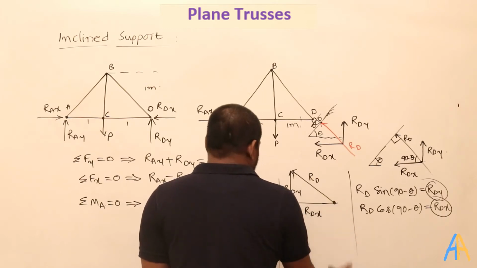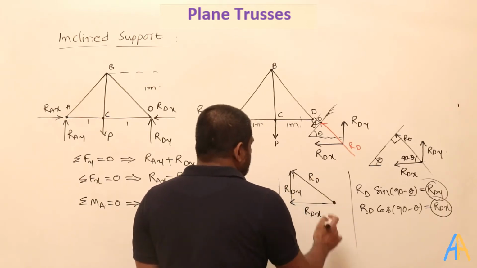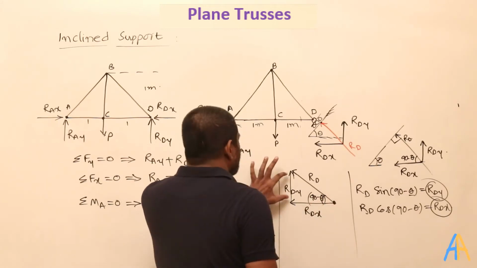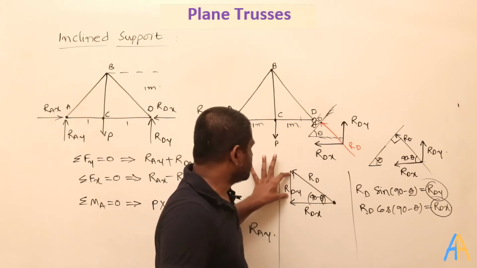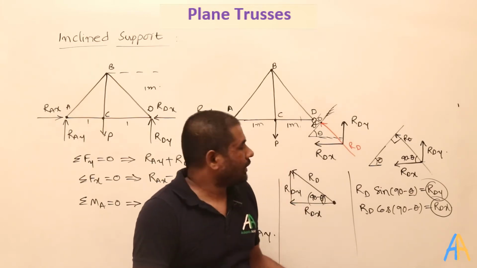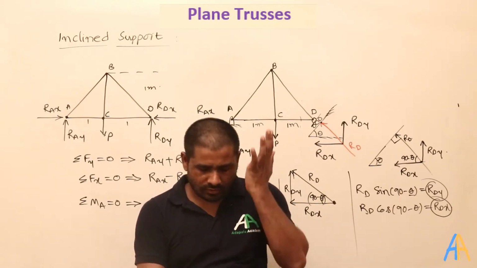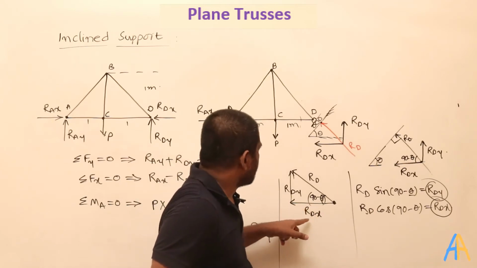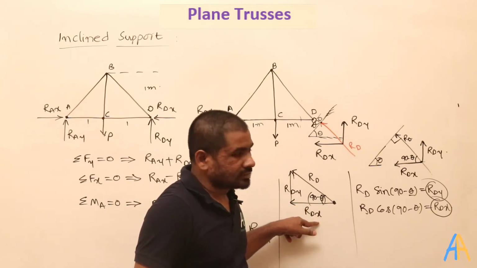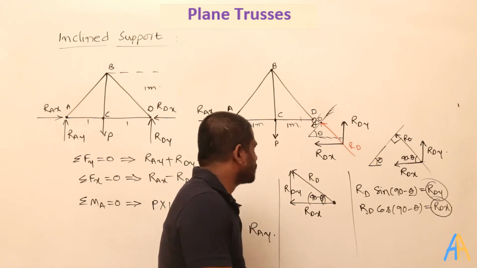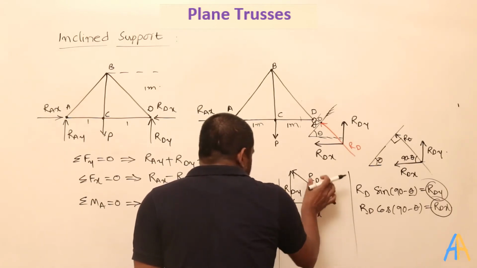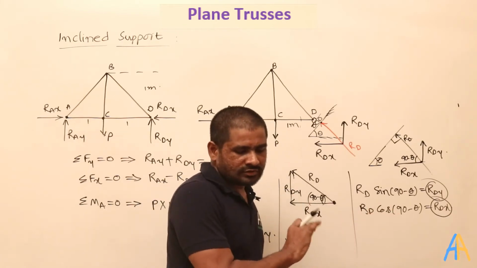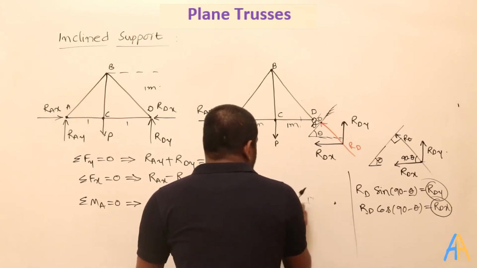Both are joining here. And this angle is 90 minus theta. If you want to find the RDY, it is the opposite side. Which one connects the opposite side to the hypotenuse? Sine of 90 minus theta. And RDX is the adjacent side, so cos of 90 minus theta equals adjacent side divided by RD. That is how we got this. Understood? You observe this now itself. We are not going to deal with this again and again.